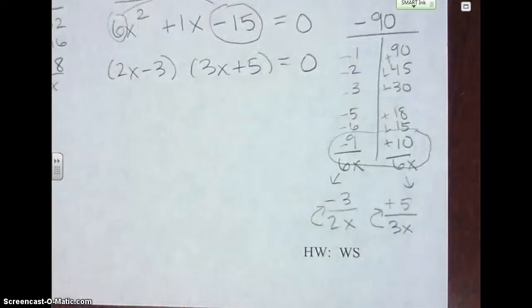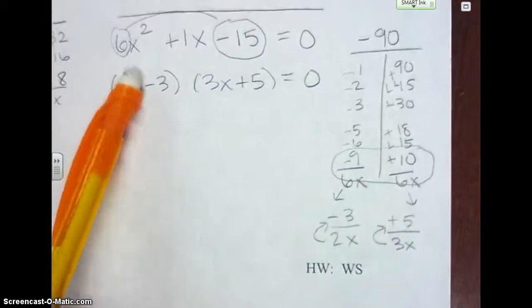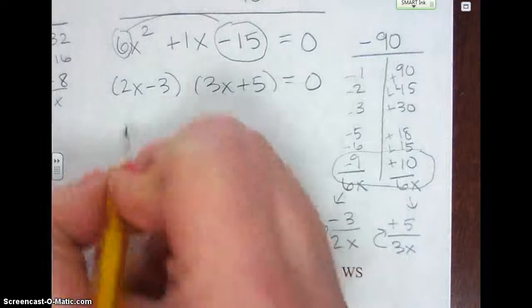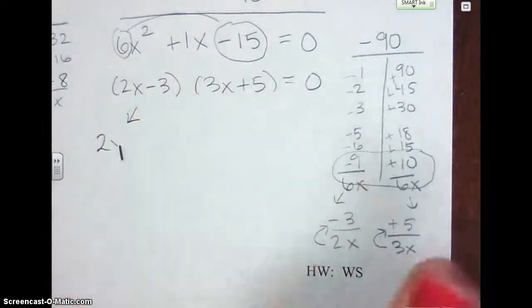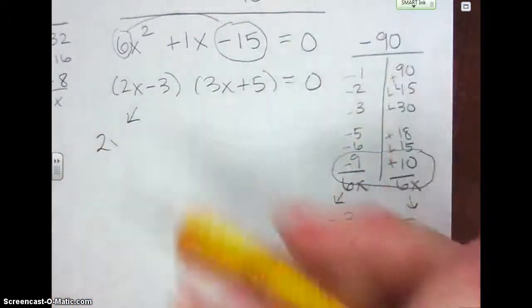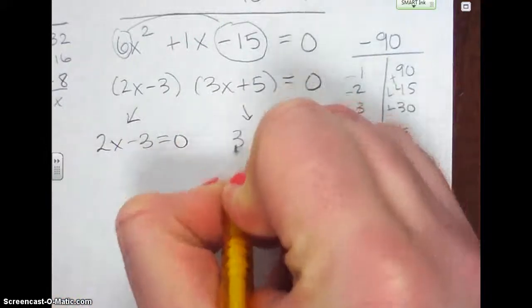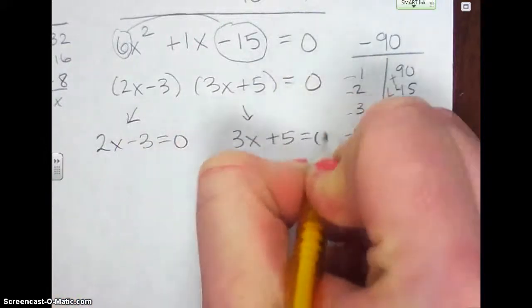So you're going to have quite a few like that where you're going to get two answers because you need to factor. So if you get stuck on one that has an x squared in it, factor it first. So then we'll split it up and set each one equal to 0. 2x minus 3 equals 0, and 3x plus 5 equals 0.